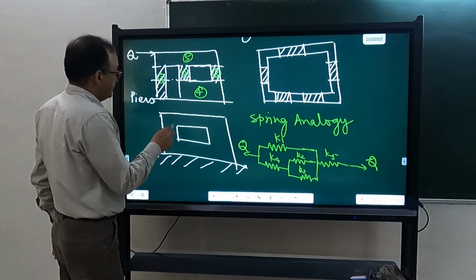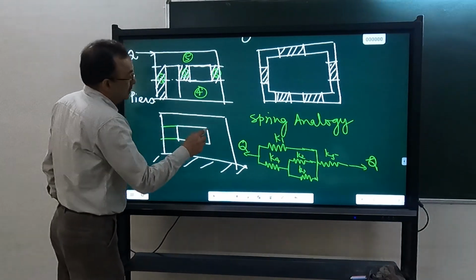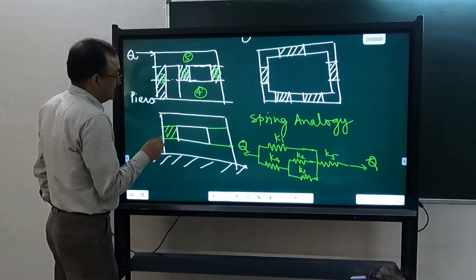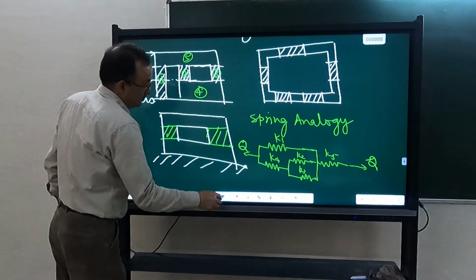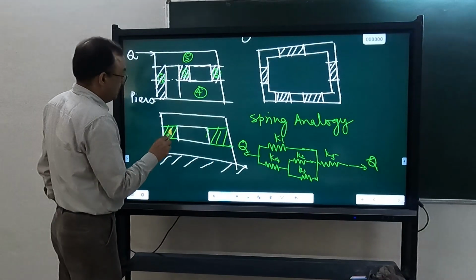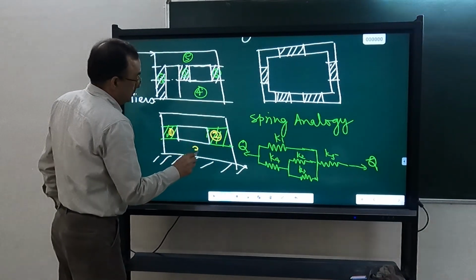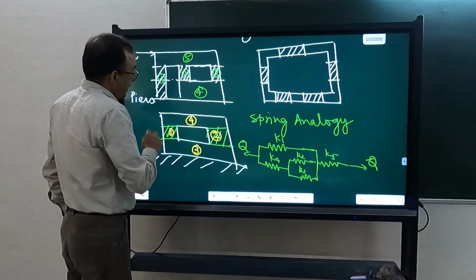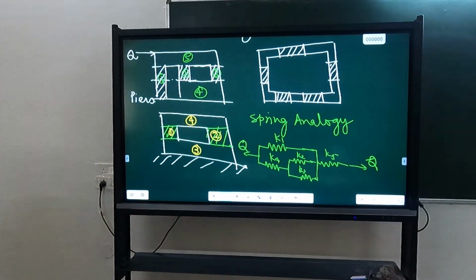Similarly here the piers will be like this. One, 2, 3 and 4. Can you draw the spring analogy diagram for this wall?